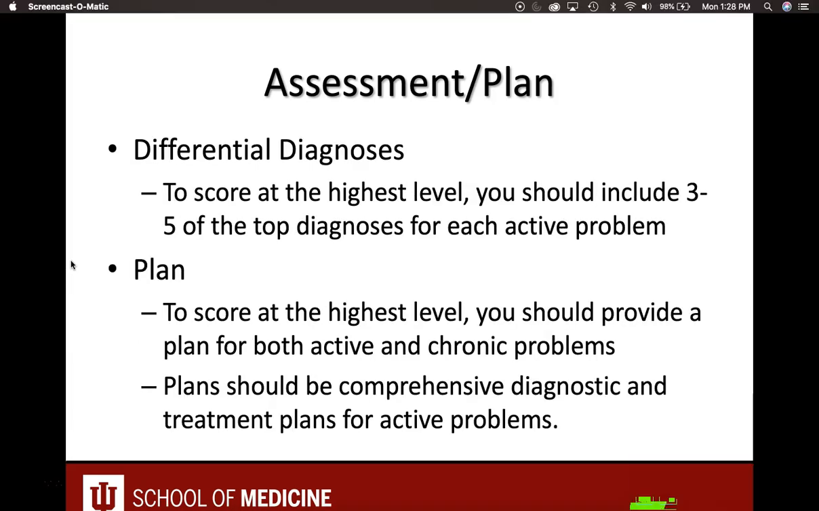For the differential diagnoses, to score at the highest level, you should include 3 to 5 of the top diagnoses for each active problem. For the plan, to score at the highest level, you should provide a plan for both active and chronic problems, and plans should be comprehensive diagnostic and treatment plans for the active problems.